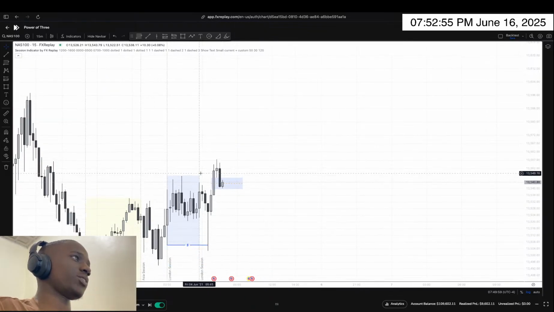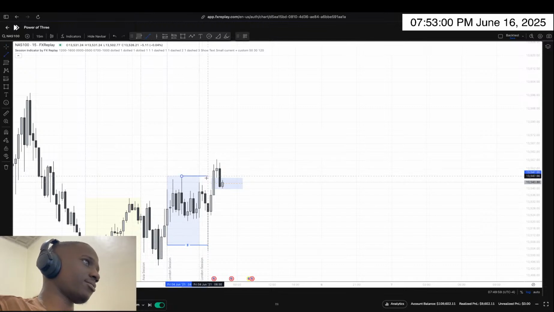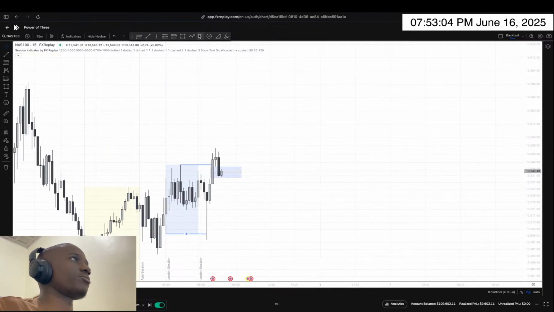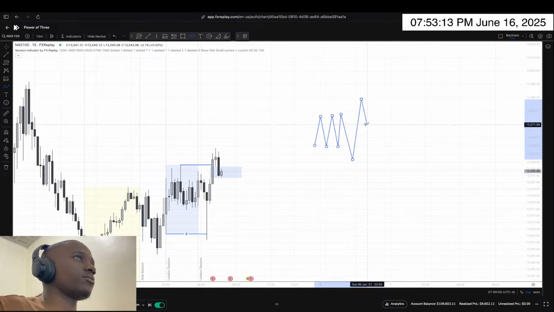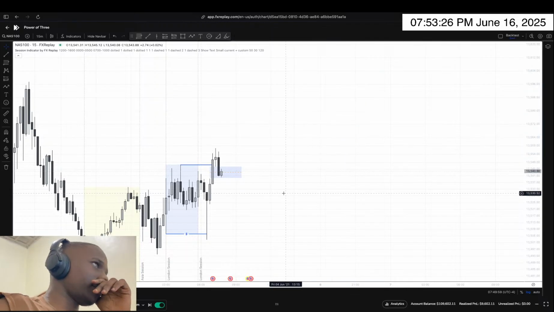We sweep, shift here, and it looks like some kind of turtle soup. The turtle soup entry is something like this. Take out the low, so it's looking something like this. We accumulate, take out the lows, take out the highs, retrace, and then push, which is literally happening in there. That's why I would like to take the buy.